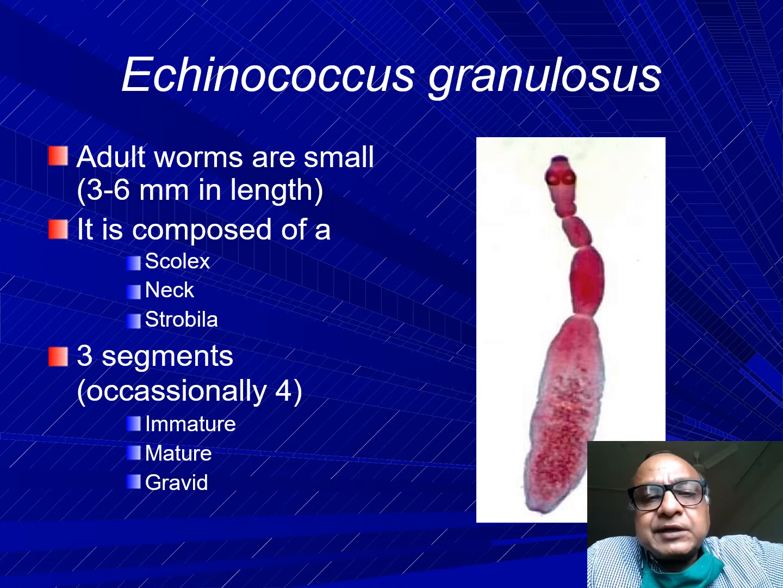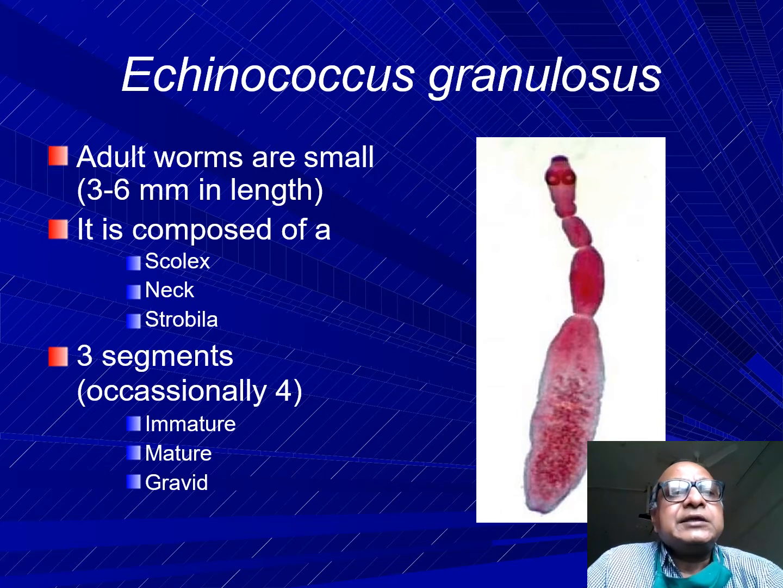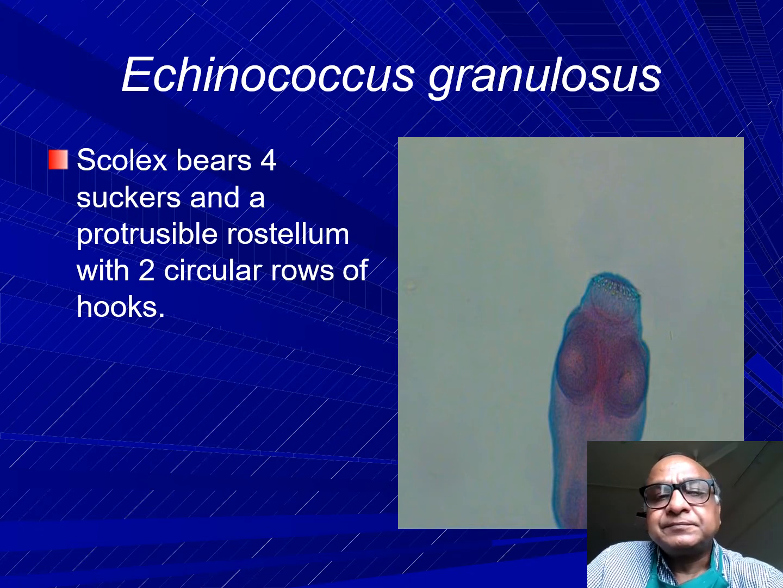You can see from the diagram there is scolex, there is neck, and there is strobila. And in this strobila there are 3 or occasionally 4 segments. One is immature, one is mature, and the last is the gravid. Typical structure of the head of the Echinococcus granulosus: 4 suckers and a protrusible rostrum with 2 circular rows of hooks. One is smaller and the other is larger.